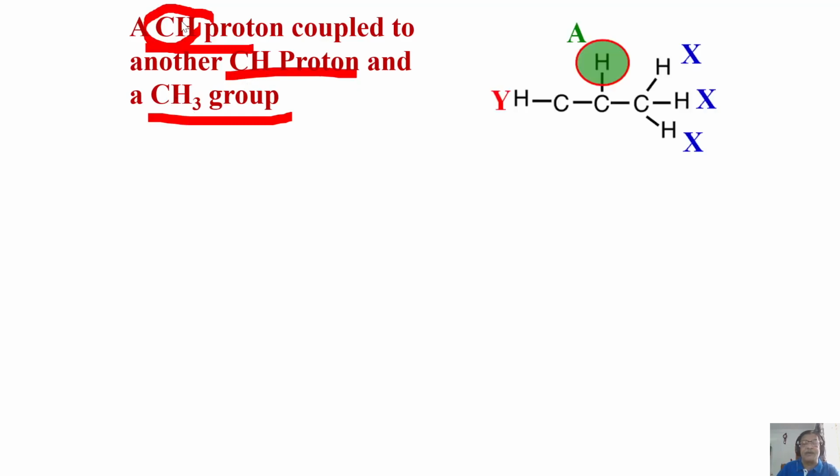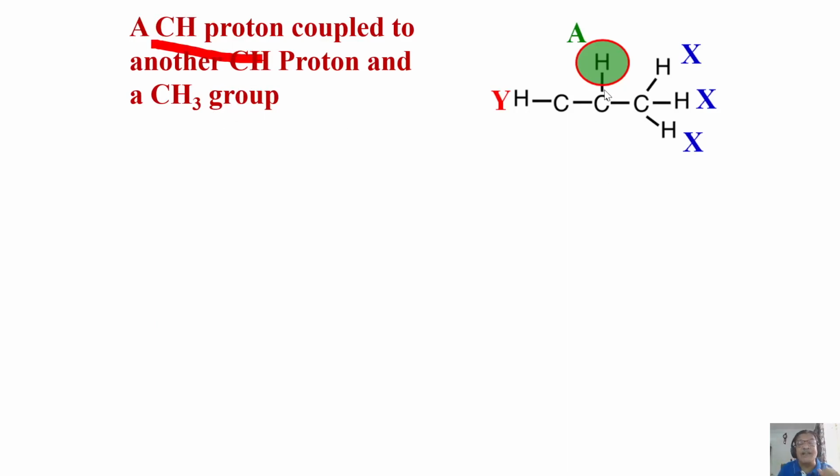Let us see how the spectrum comes. This is a hypothetical molecule, and I am looking at this highlighted CH, because this is my problem. Remember, my problem is this CH proton coupled to two others, CH and CH3. Now let us see how the pattern comes.